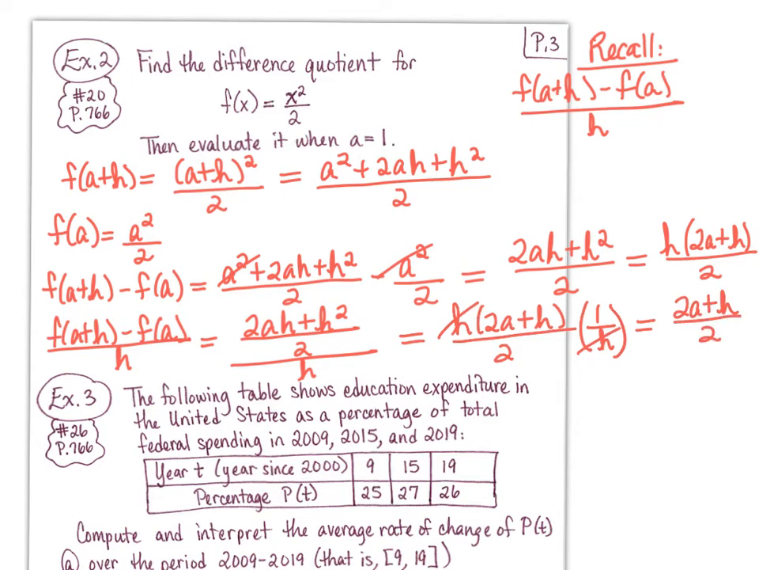So we found the difference quotient. All of that to say the difference quotient is 2a plus h divided by 2. Now, the second part says evaluate it when a is equal to 1. When a is equal to 1, what do we get?